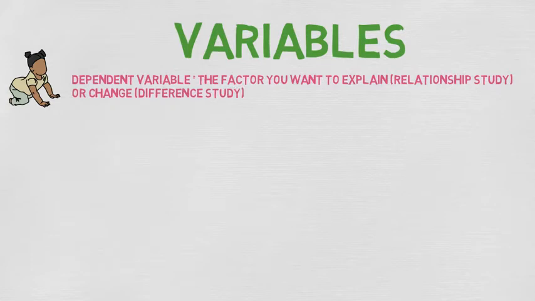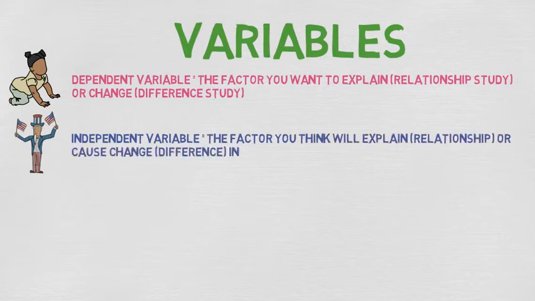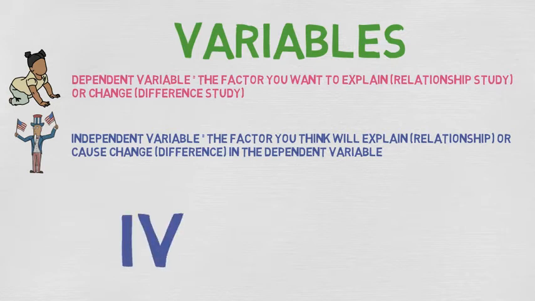And we call it the dependent variable because the value of this variable is dependent on the effect of another variable, the independent variable. Again, this variable is always present in the study, and it's the factor that you think will explain or cause change in that dependent variable. It's the characteristic that's being observed or manipulated in the study that is hypothesized to be doing the influencing.